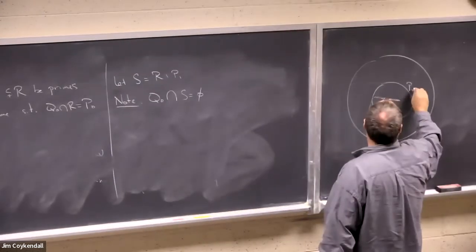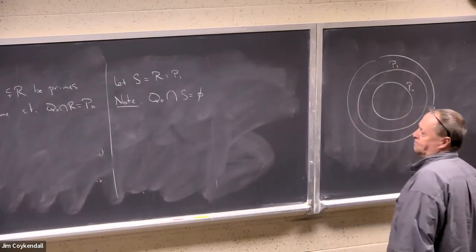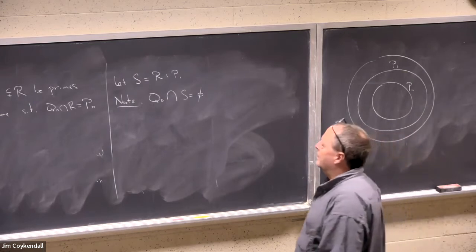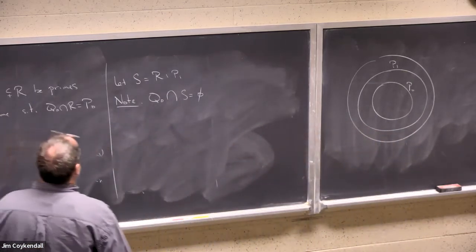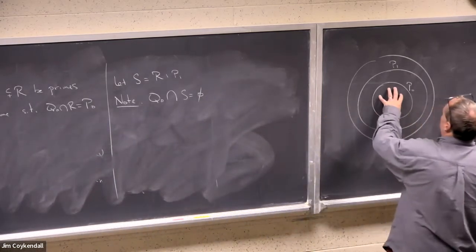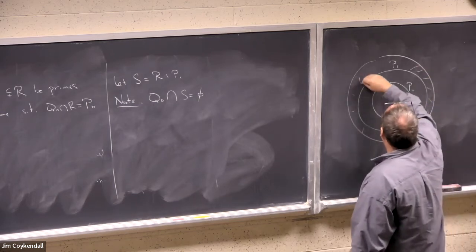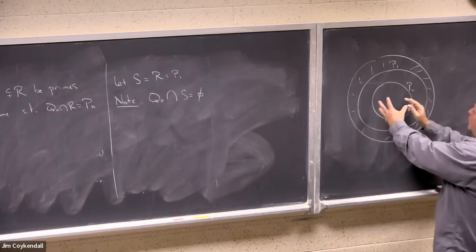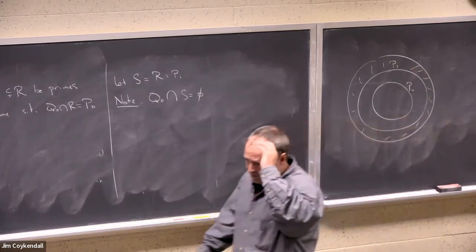So here we have P naught. Here we have the perhaps bigger P1. Now Q naught contracts to P naught, right? And so that means that everything in Q naught is here, S is the complement out here. There's no way that anything in Q naught, which contracts down here, picks up stuff outside, so that's okay, right?